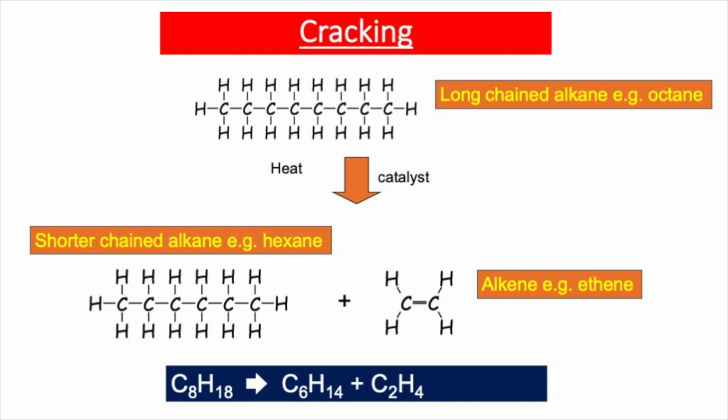Now, it's also important to mention that with cracking we don't just make a smaller alkane molecule that's easy to burn, pour and boil. We also make alkenes, and alkenes are hugely important to the chemical industry. For example, we use alkenes to make alcohols. We also use alkenes to make plastics, such as PVC, polyethylene, polypropylene and polystyrene.